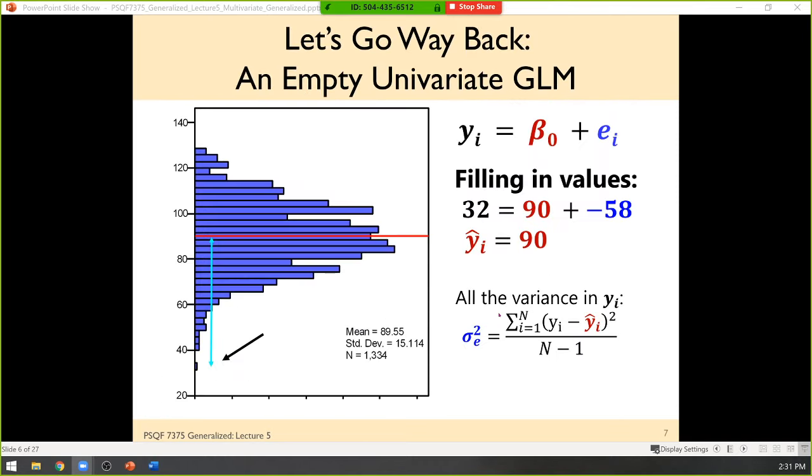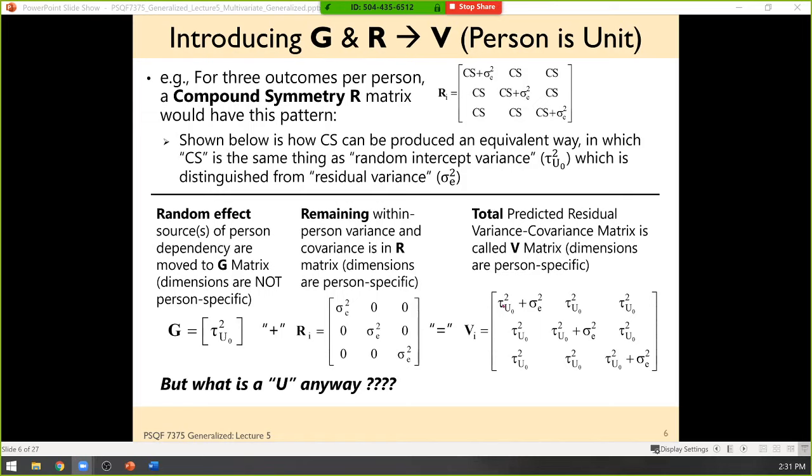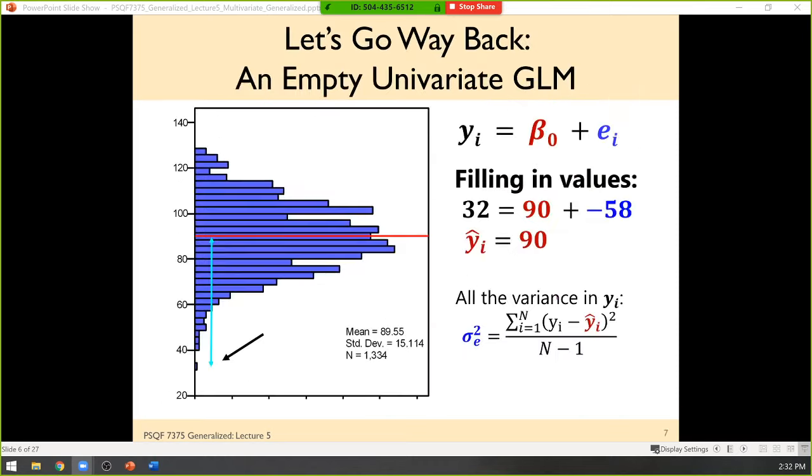So let me go back, way back, and explain where this U idea comes from and what it means conceptually, and why it works out that this combination right here is able to do the same thing as compound symmetry, and what that does and doesn't mean in terms of flexibility.